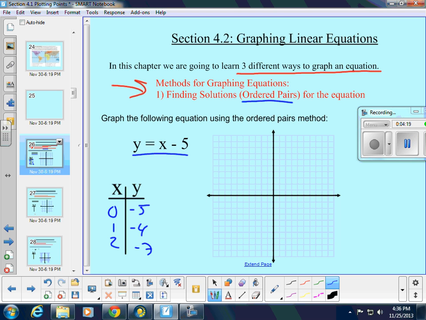I'm always going to ask you, when we use this method, to find three different ordered pairs, and kind of explain why. As we'll find out, we really only need 2 points to make a line, but if you find 3, it's kind of like a check for yourself to make sure. All 3 of your points, whenever you're graphing equations, should line up. They should be in a nice straight line.